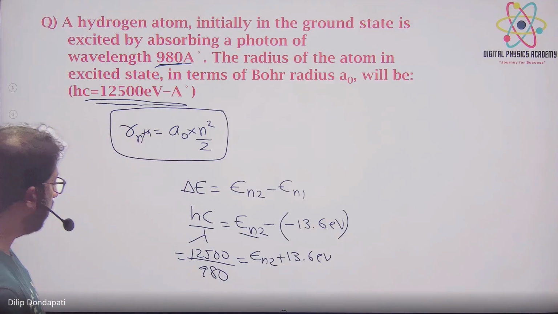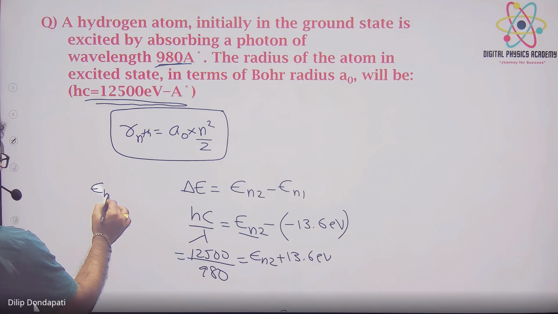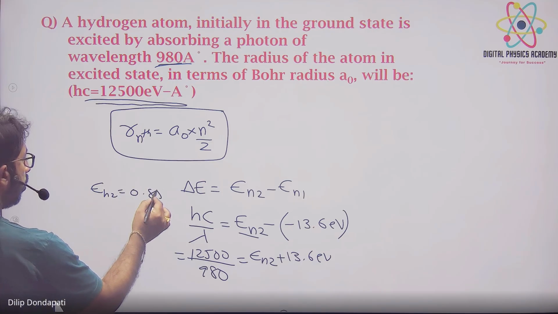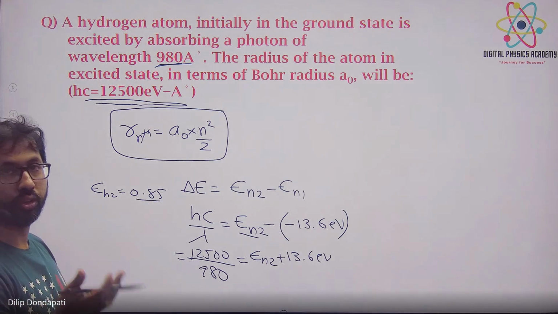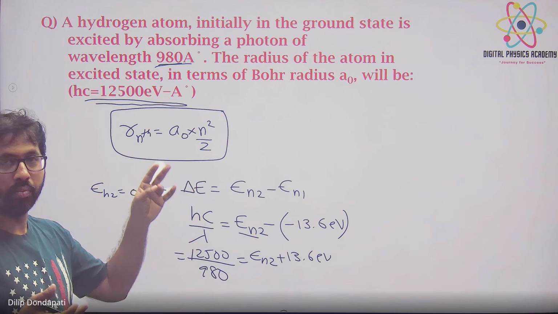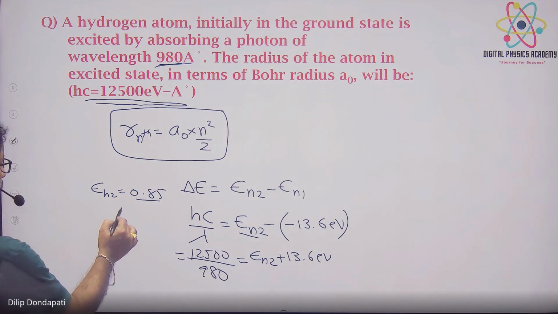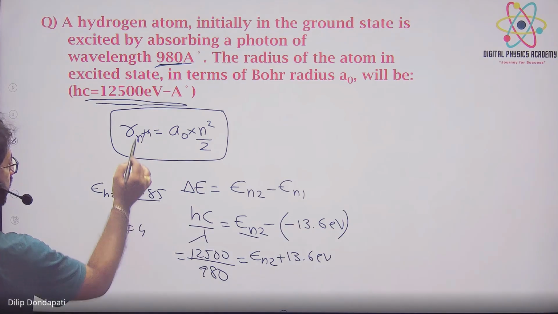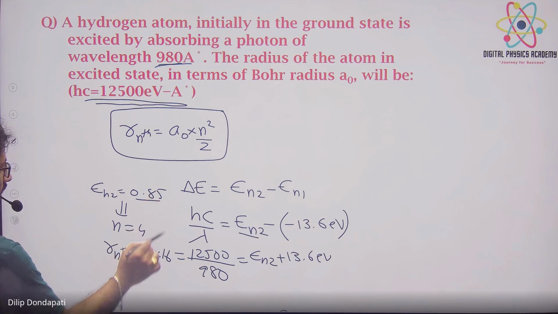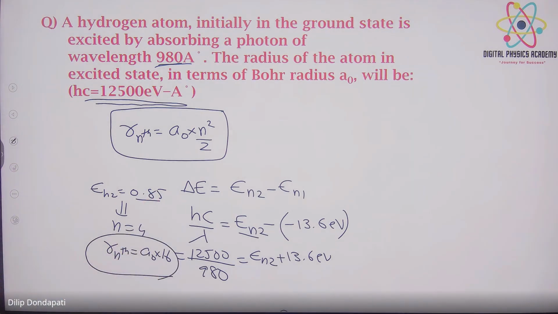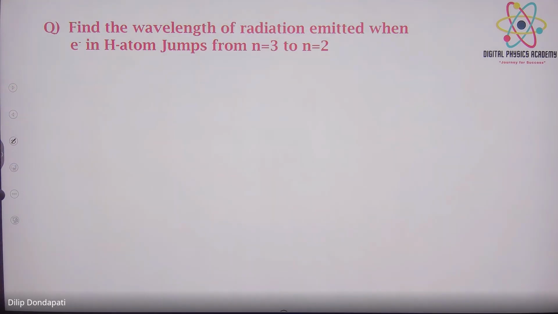n2 equals 4. n equals 4 will come because En2 will be approximately minus 0.85. So no need of calculating again, minus 0.85 we already know. Fourth shell, right? n equals 4 means the radius of the nth shell will be a0 into 4 square, that is 16, and Z is 1. So 16 a0, in terms of Bohr radius.